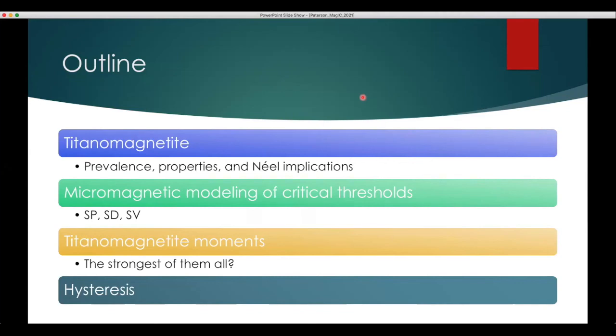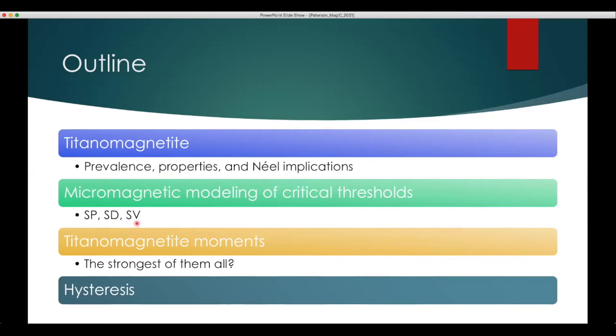And I think many of you will be familiar with these, but I think it's worthwhile recapping this and reiterating it, because there's some interesting things to be seen and to be gotten there. And we'll look at micromagnetic modeling of some of the critical thresholds, so the boundaries that are important for paleomagnetic and rock magnetic work, looking at the superparamagnetic to single domain and the single vortex thresholds.